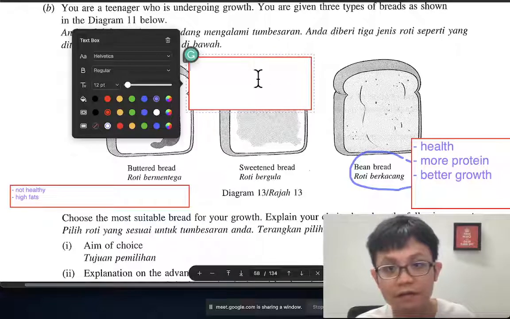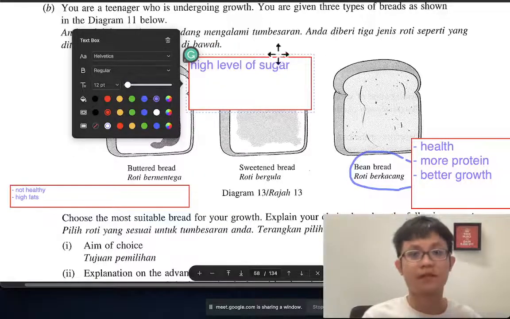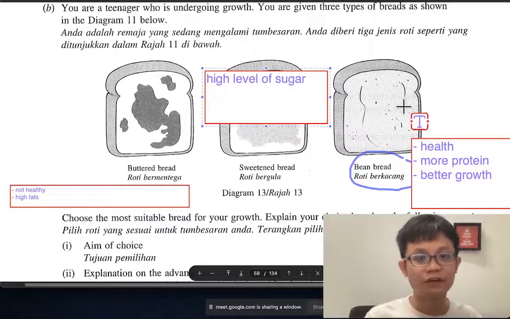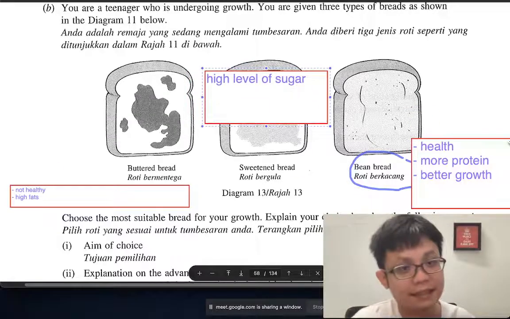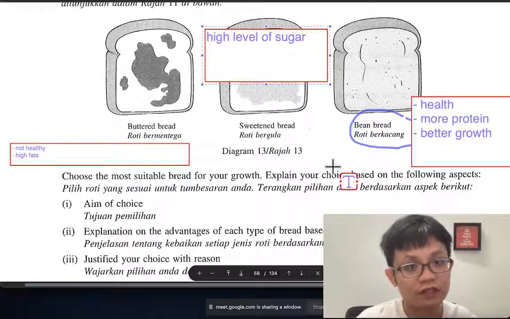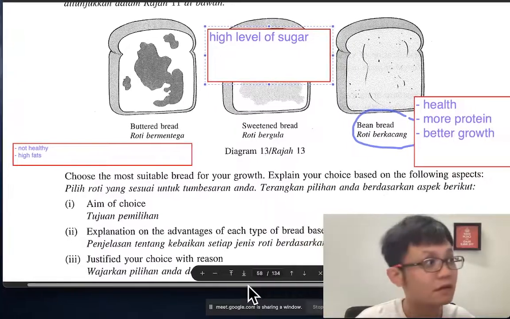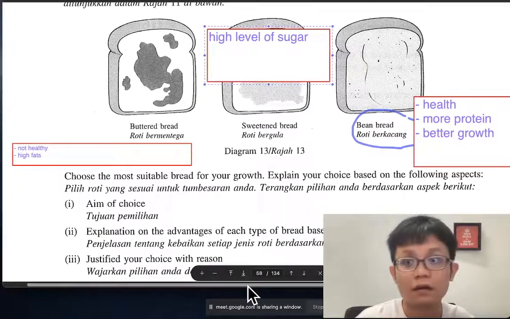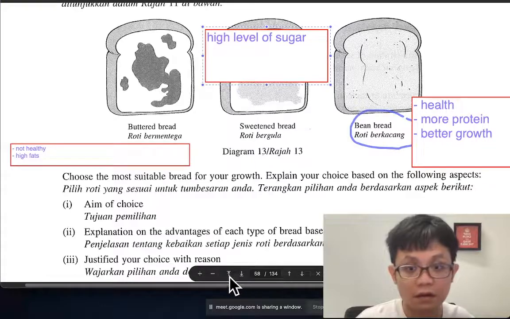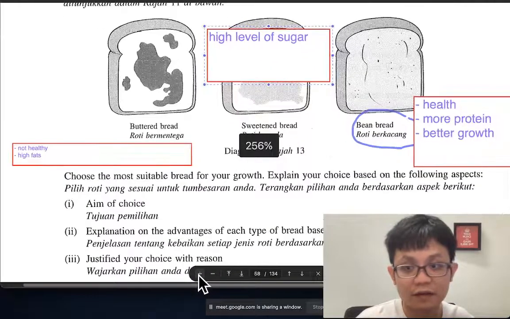High level of sugar. Yep. So basically, before we read, we know roughly what the question wants to ask. The aim is to choose: you want to choose the bean bread because it's healthier, it has more protein, and it's better for growth. How many marks for this question? Wait, let me see. 6 marks. Okay, 6 marks.